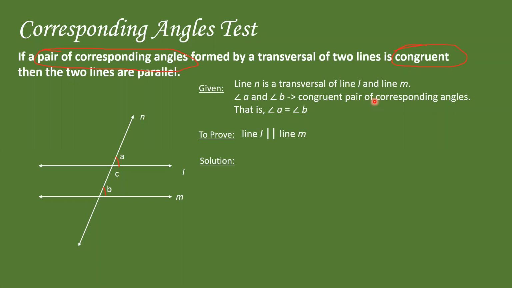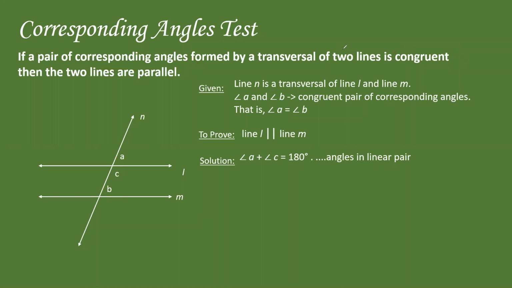Line L is parallel to line N. That is what we have to prove. So folks, now the solution. Okay, now pay attention, because we are going to be using the same properties which you have learned earlier, but we are going to be using them in a different context.